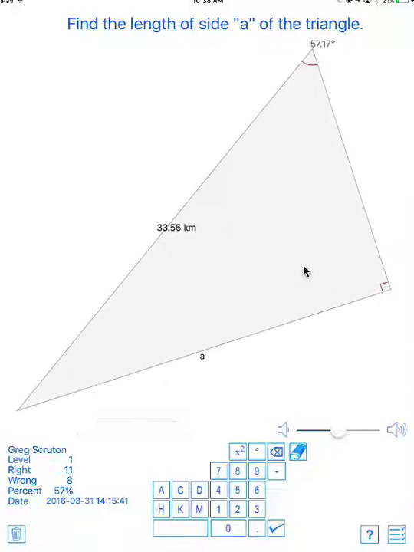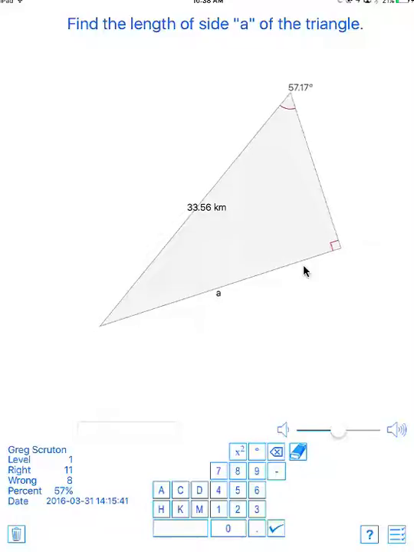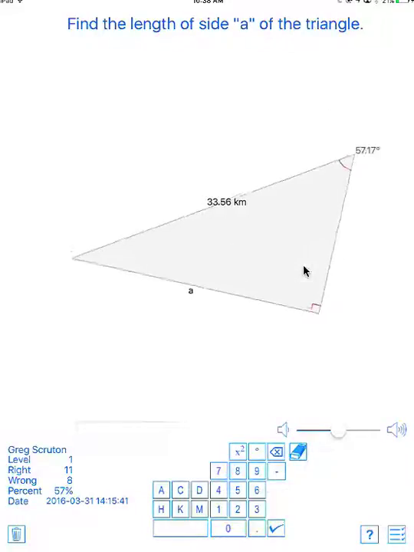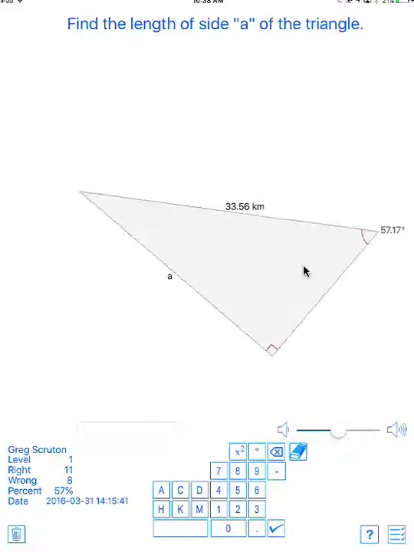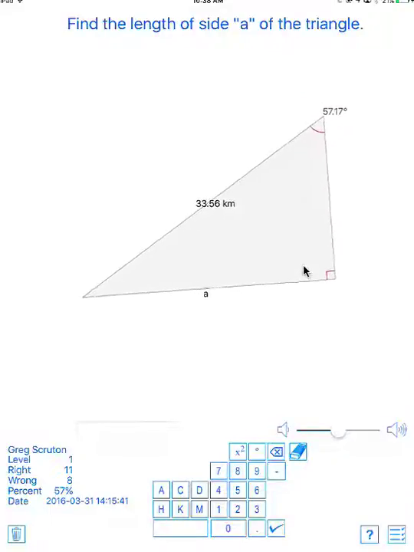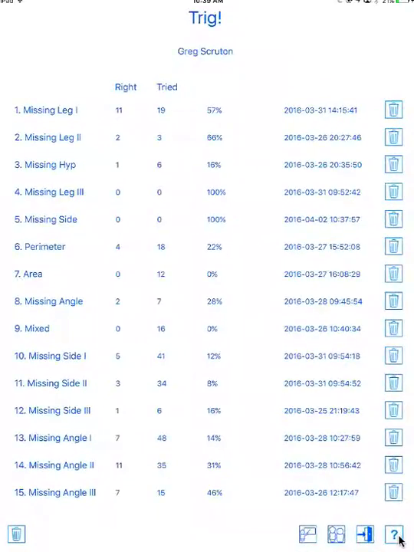I'm just using 2 fingers to stretch. Okay, you can also, so I'm using a pinch gesture. I'm using 2 fingers to rotate. So you can rotate it and you can stretch it. So that's level 1, using the sine ratio to find a missing side. And this button down here is the level button, so I'm going to click on that. It's going to bring me back to my levels.